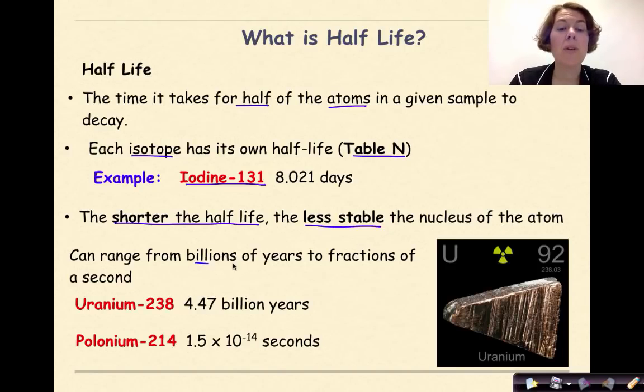Half-life can range from billions of years to fractions of a second, as we can see from these examples down here. Uranium-238 has a half-life of 4.47 billion years, while polonium-214 has a half-life of 1.5 times 10 to the negative 14 seconds. That's a little bit of a difference.